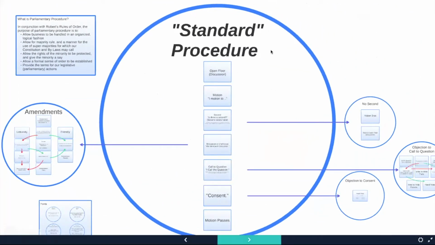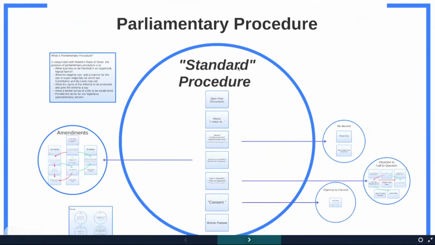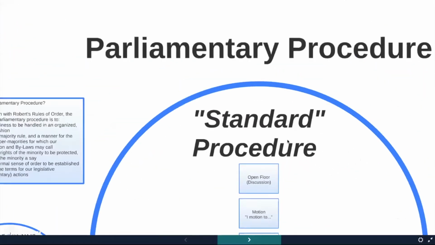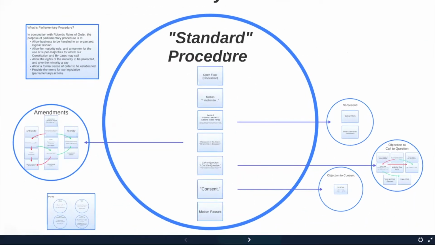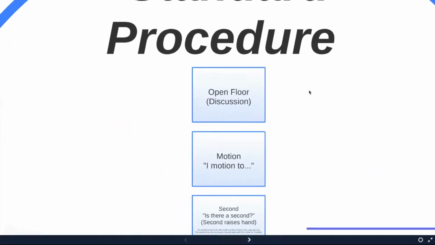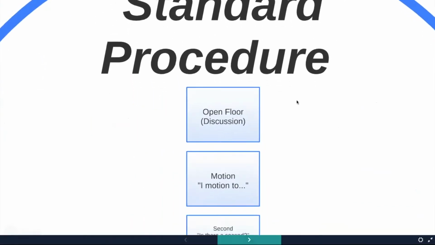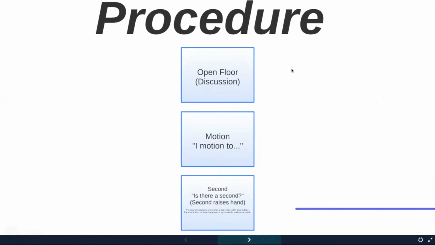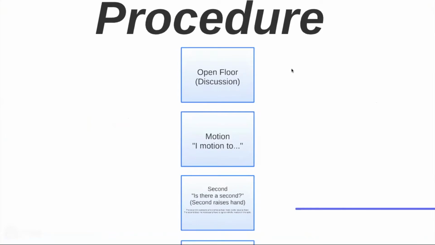Okay, so with that, I'm going to move into the standard procedure. Let's see if it'll let me go a little closer on this here. So we're going to start with the very beginning, which is open floor or discussion. This looks a little bit different, but pretty similar in entity meetings as well as Senate. So every meeting is going to start off with an open floor.